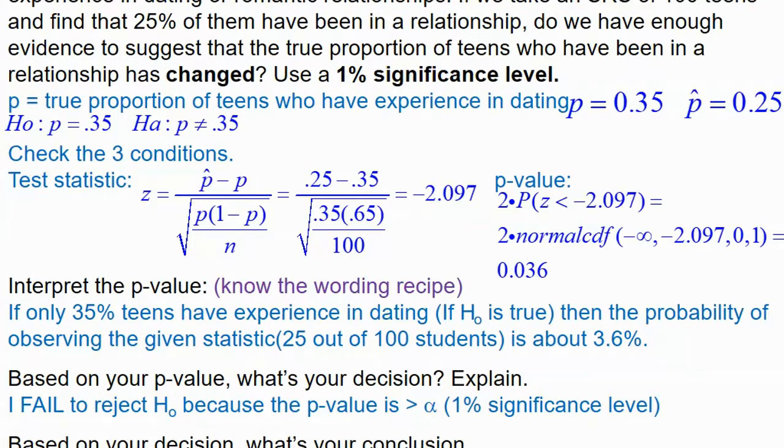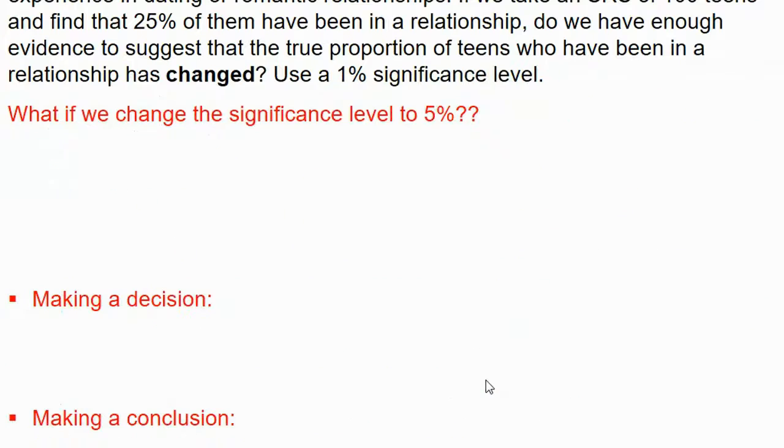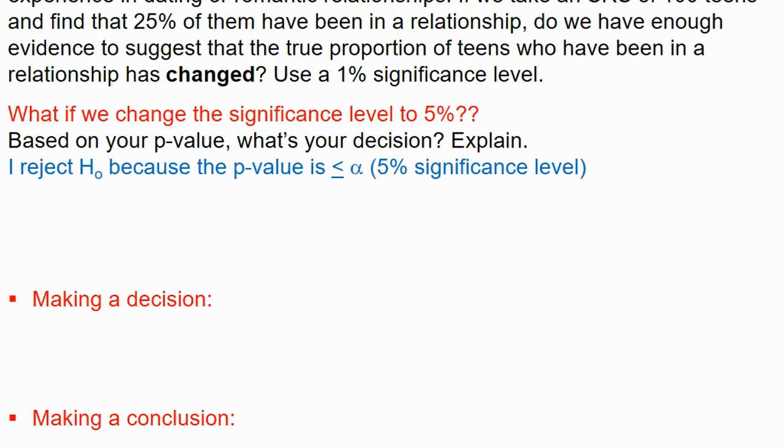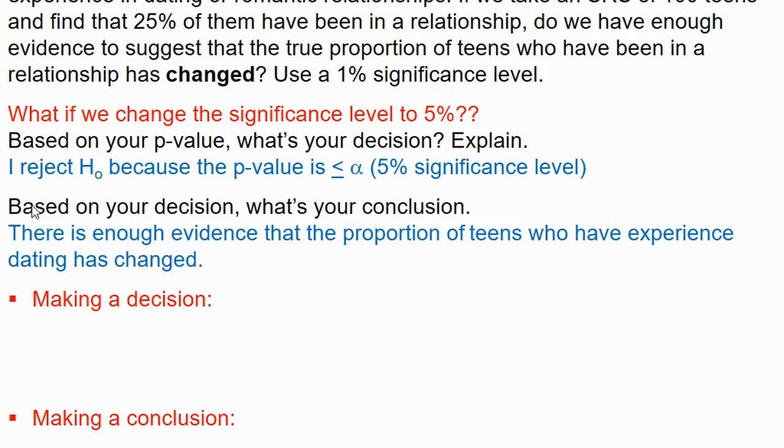Not yet. Just keep going. This next one you don't have to write down. I just wanted to show you. So what if I change the significance level to 5%? Like it was originally on your paper, but that was a typo. But anyway, if instead of using a 1%, you change to 5%, then in that case, you would say, I do reject H0 because that p-value of 0.036 is less than 5%.